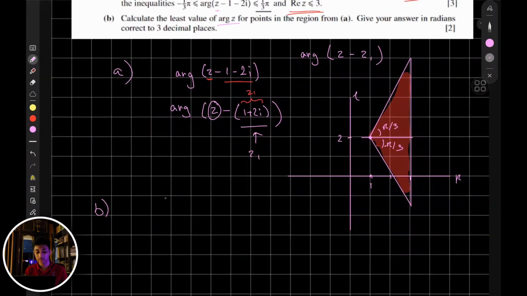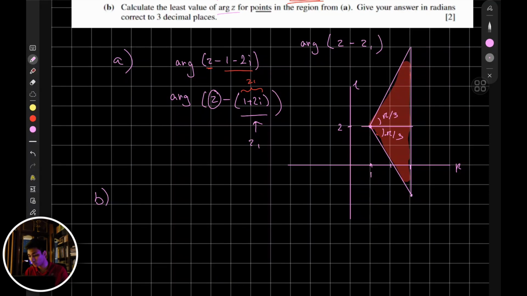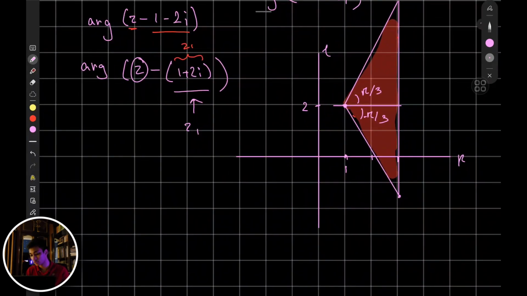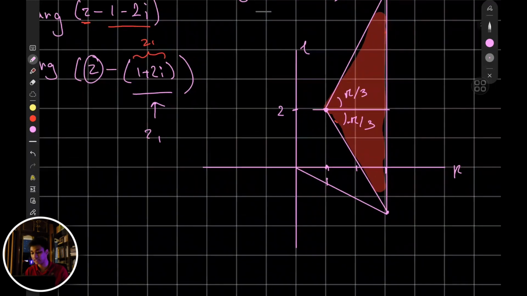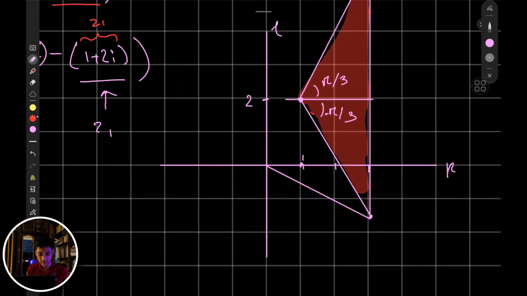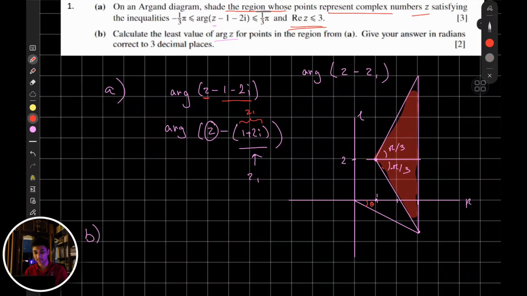Because arg of z can be negative. When is it negative? In this part and in this quadrant. So there is a point over here which will give you the least argument. Great. So this is the theta. This is the least value of argument z, since the value is going to be negative.